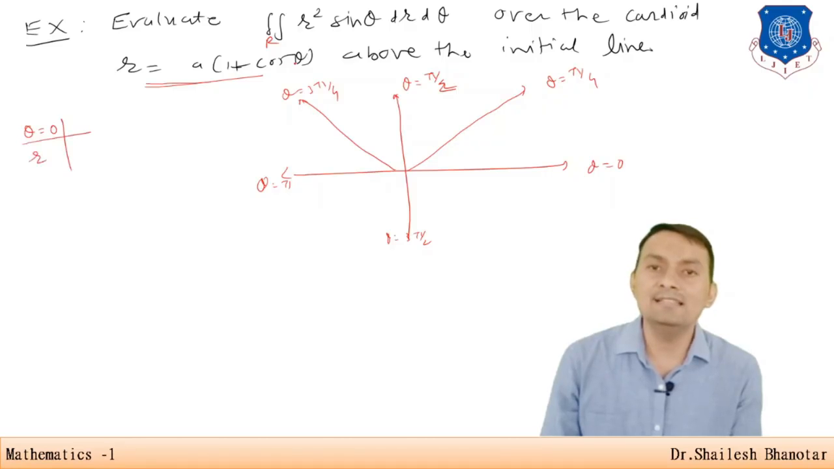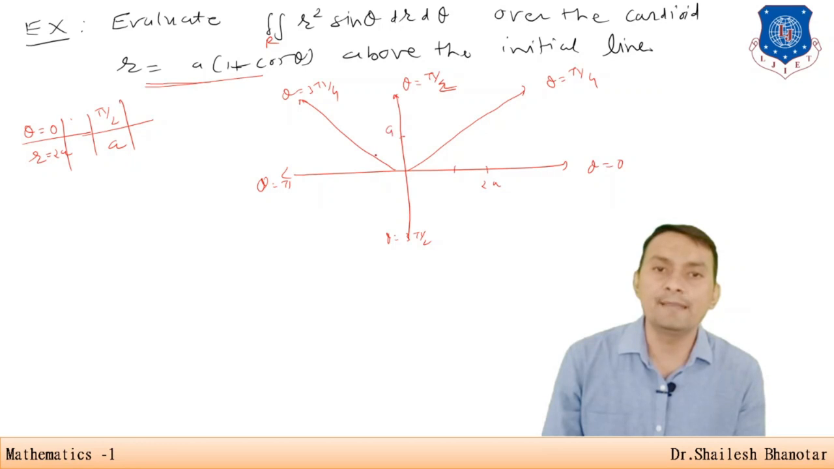Let us say theta is equal to 0, so cos 0 is nothing but 1. 1 plus 1, that is 2, into a. So I am going to get r is equal to 2a. I denote this as a and this is what exactly 2a. But theta is equal to pi by 2, so what am I going to get? Cos pi by 2 is 0, so I am going to get a. So this is pi by 2, and I just mentioned that this is a.